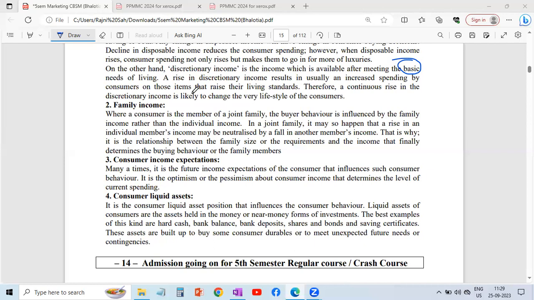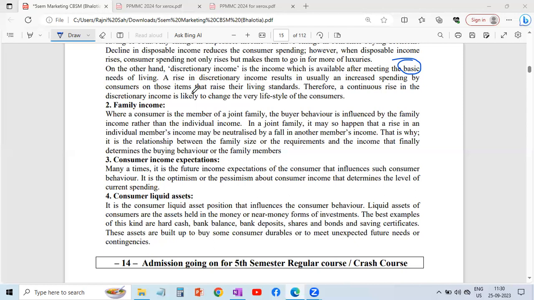And suppose what we are spending right now, do you expect that we will be spending the same throughout our life? Is it possible? No, right? Whenever you are earning more, you will have more expectations from yourself, right?